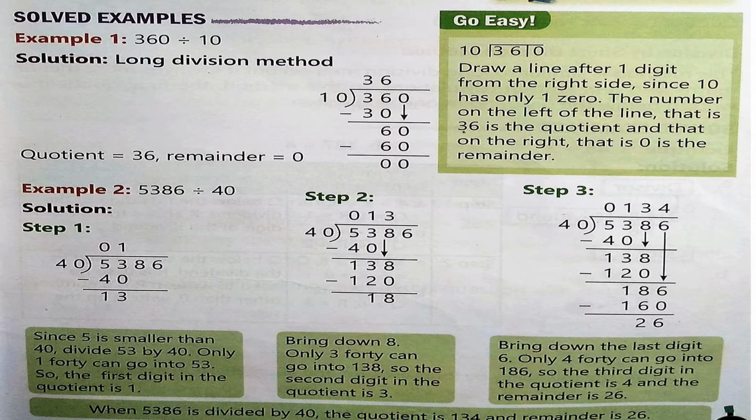Now I will show you how. See here, this is the way. 360. From the right-hand side we will make one line. This is 10, so we have to divide by 10. Now see here, 36. This 36 will become the quotient and this 0 will become your remainder. Got it? In this way.